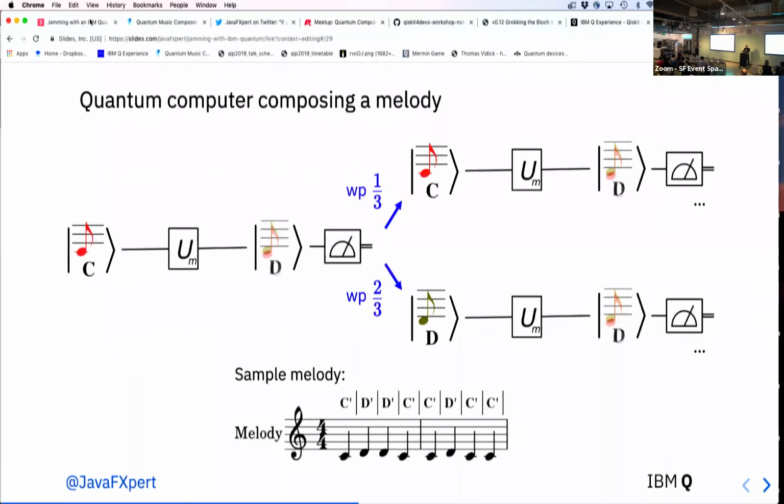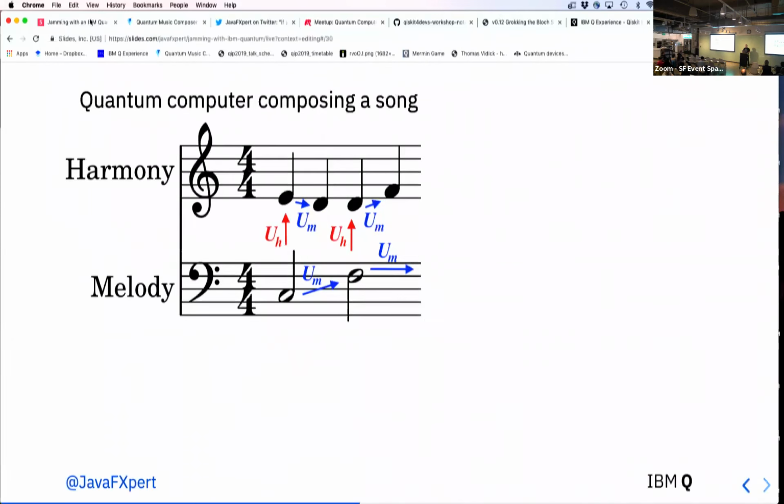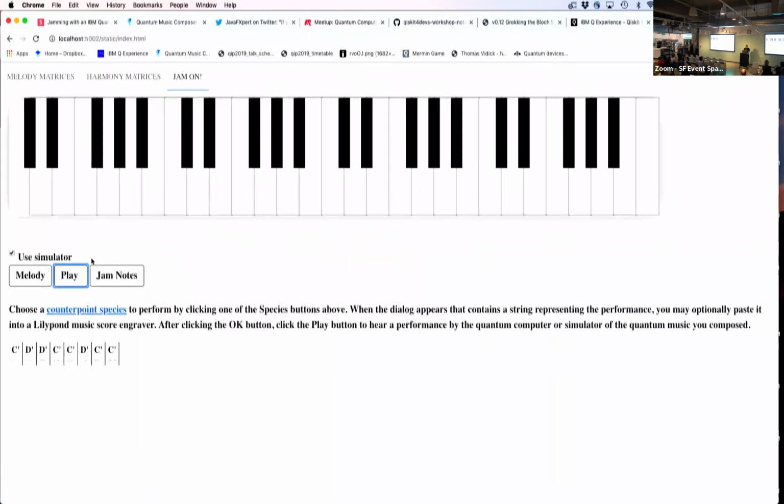Okay, so thank you. Now if I wanted to compose a whole song with harmony and melody, I would start out with that C, and do the melodic matrices, but whenever I want to play a note at the same time, I would run it through the unitary matrix that represents the harmony transitions that I want. And whenever two notes aren't being played together, then I just generate a melody. What that looks like, I'll go ahead and do with Quantum Music Composer.